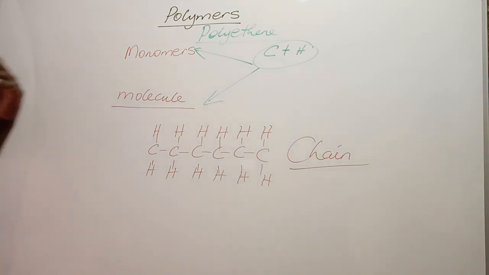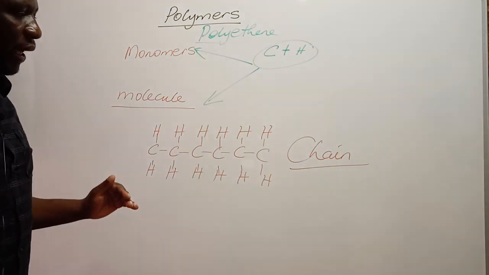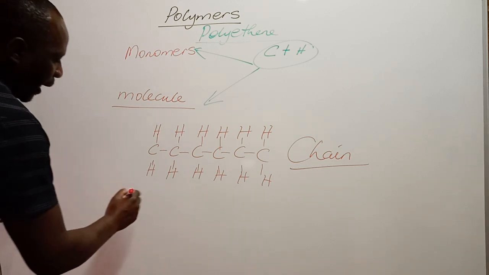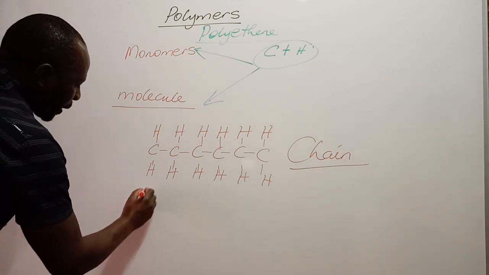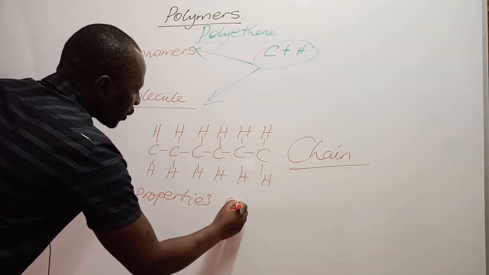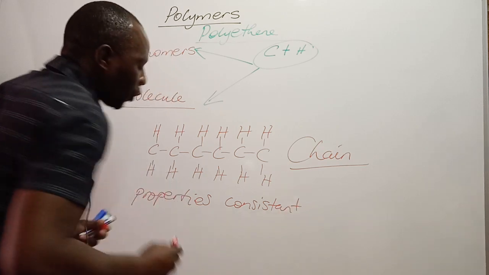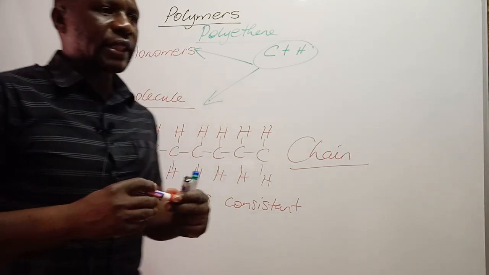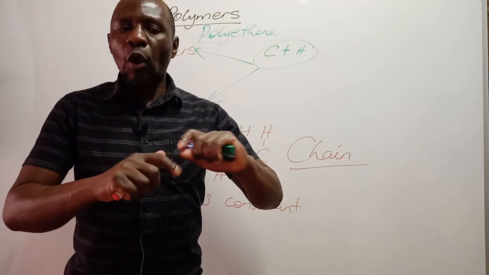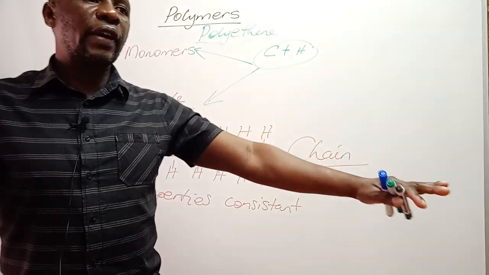So this chain becomes very long. Polymers have consistency in terms of their properties. So their properties are consistent, so you get a product that is so long. Look at your hose pipe in your garden. It is so long with the same properties spread out.